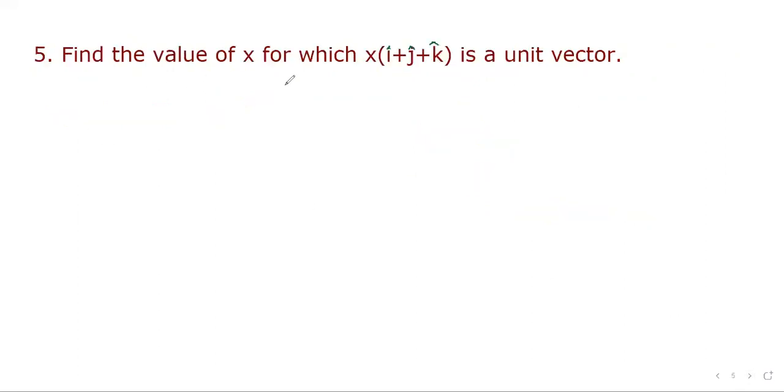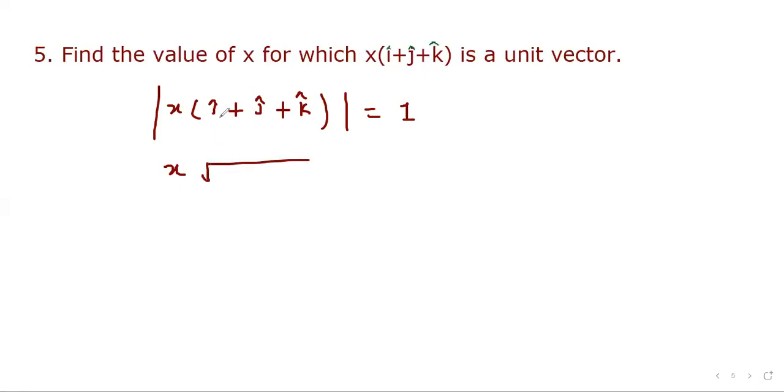Now, find the value of x for which this is a unit vector. So x times i cap plus j cap plus k cap is a unit vector. It means the modulus of this must be 1. So x times the modulus of i j k will give 1 plus 1 plus 1 equal to 1, or x equal to 1 upon root 3.